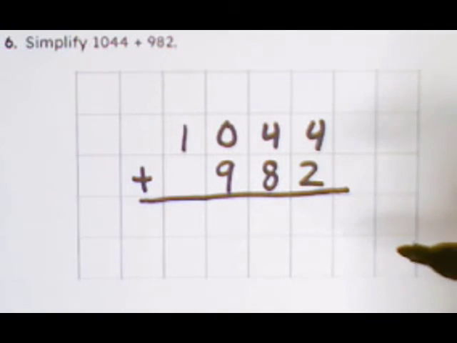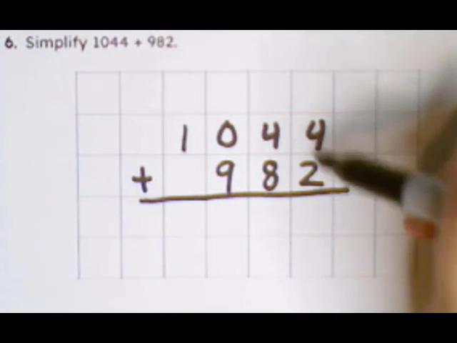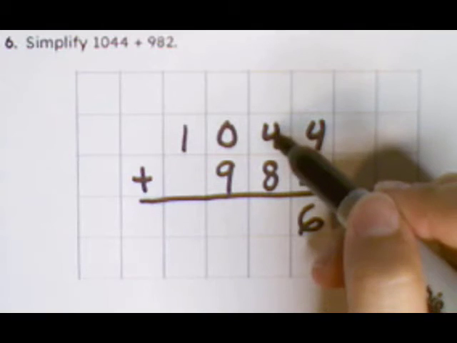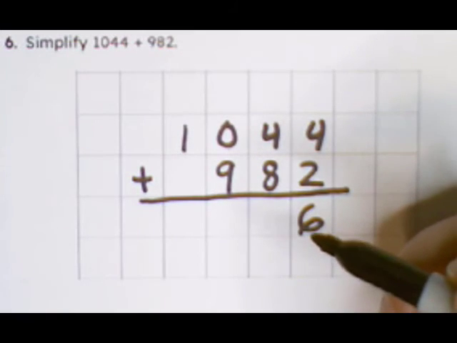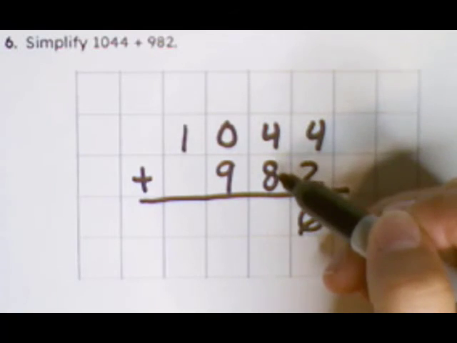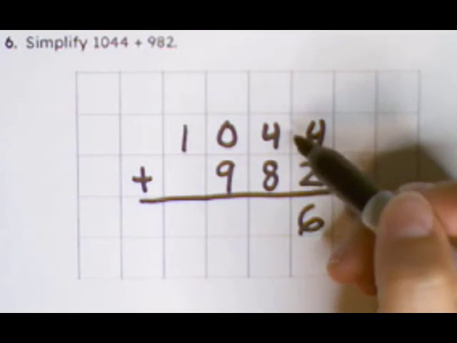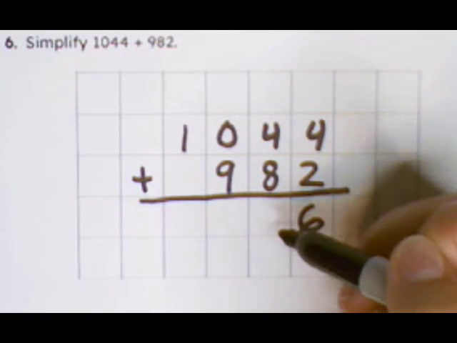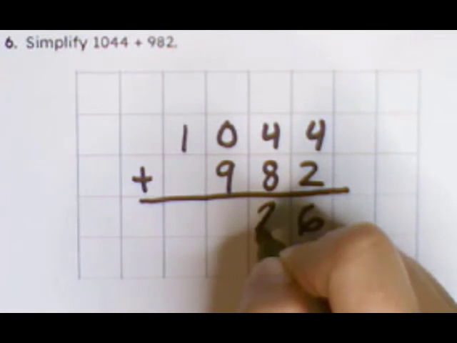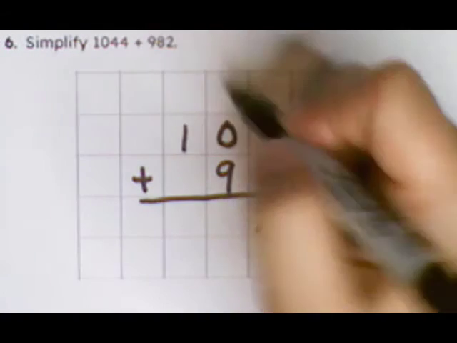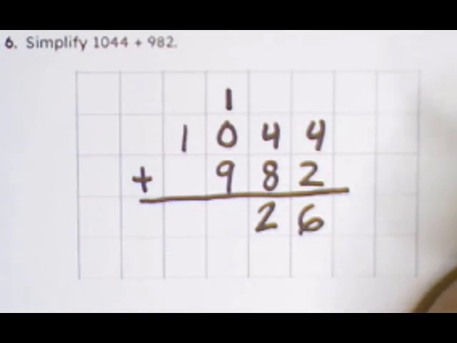If I go ahead and do some combining, 4 ones and 2 ones is 6 ones. 4 tens and 8 tens is, well, if I split that 4 into 2 and 2, 2 plus an 8 is 10, plus the other 2 is 12. So I would have 12 tens. Well, 12 tens is the same as having 2 tens and 10 tens. And so I'm going to regroup that 10 tens to the hundreds column, or carry that 1 over.